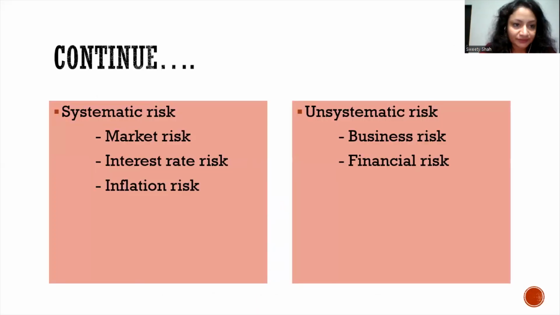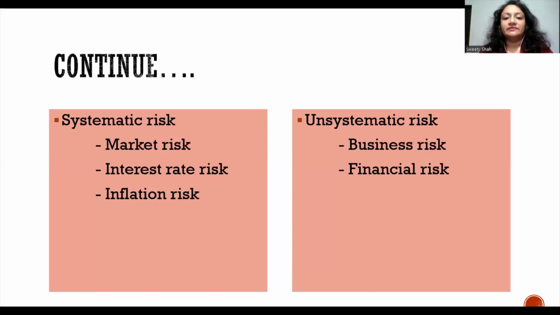Further talking about this, what are the sources of the systematic and unsystematic risk? Under systematic risk, we generally include the market risk, the interest rate risk, and lastly, the inflation or the purchasing power risk. Now, what is this market risk? Market risk is actually caused by investors' reaction to tangible as well as intangible events.